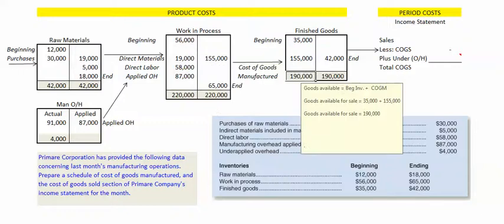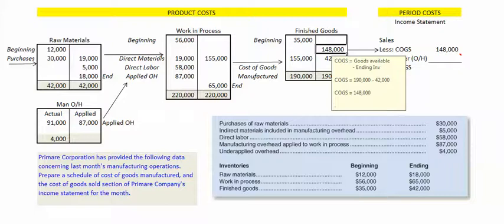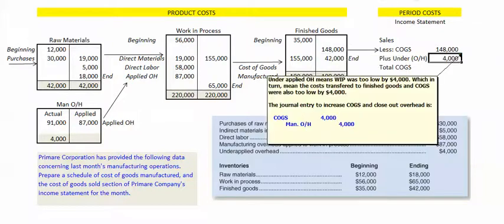In our finished goods inventory, we had $35,000 at the beginning of the month. We added $155,000 in terms of cost of goods manufactured, which means our goods available for sale is $190,000. If we've got $42,000 in ending finished goods inventory, this means our cost of goods sold would have been $148,000, and we can see where that cost is flowing onto our income statement.